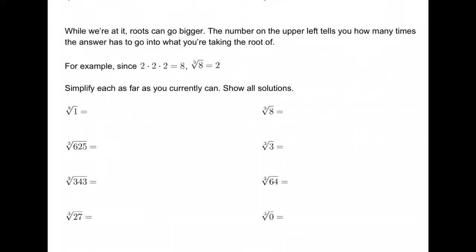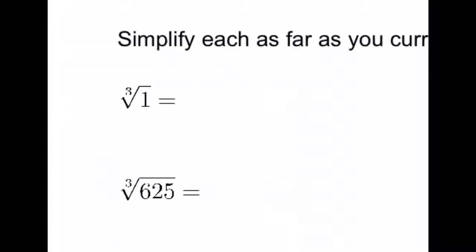And while we're at it, roots can go bigger. The number on the upper left tells you how many times the answer has to go into what you're taking the root of. For example, since 2 times 2 times 2 is equal to 8, the cube root of 8 is equal to 2. Simplify each as far as you currently can. Show all solutions.